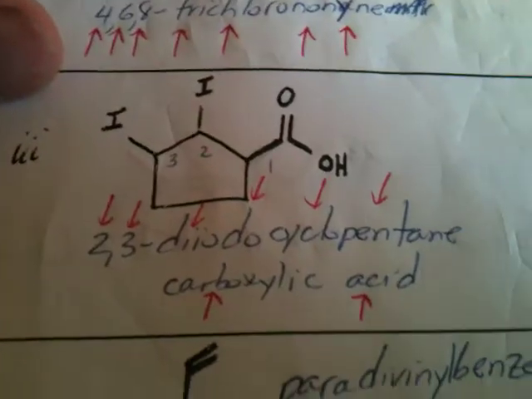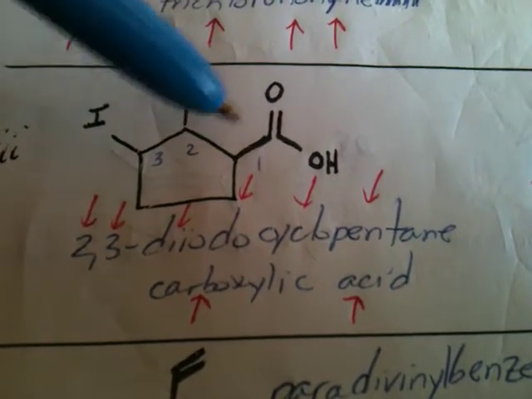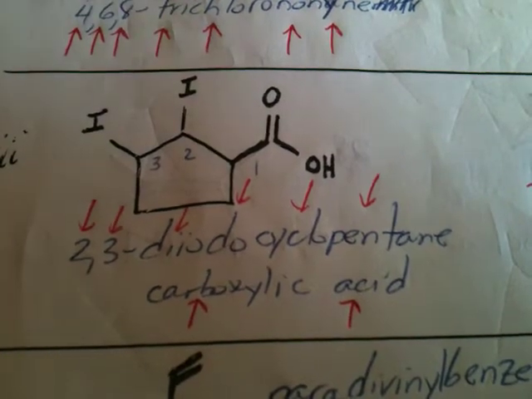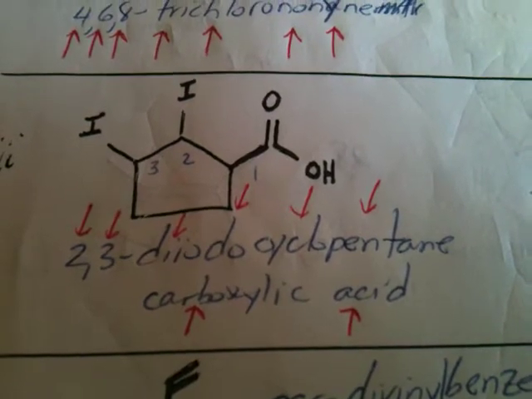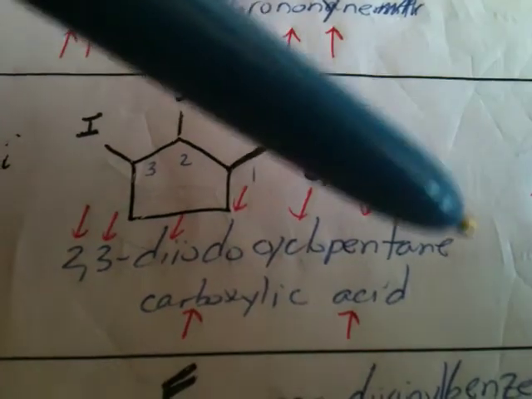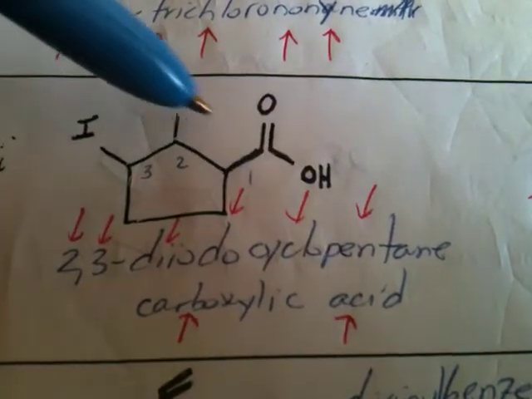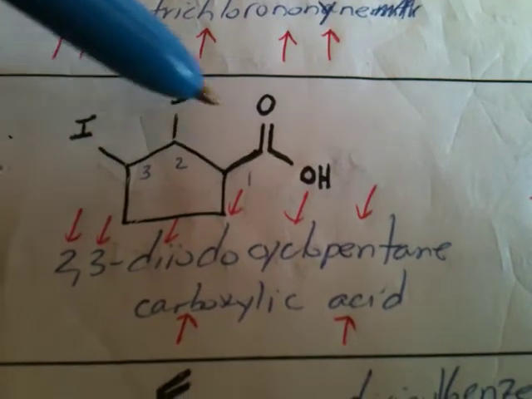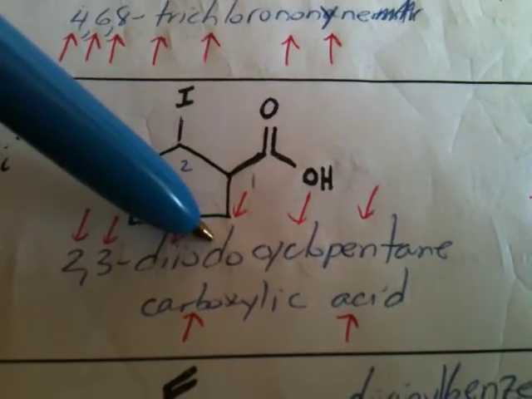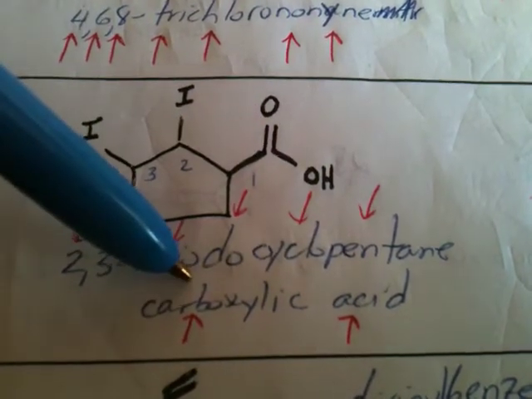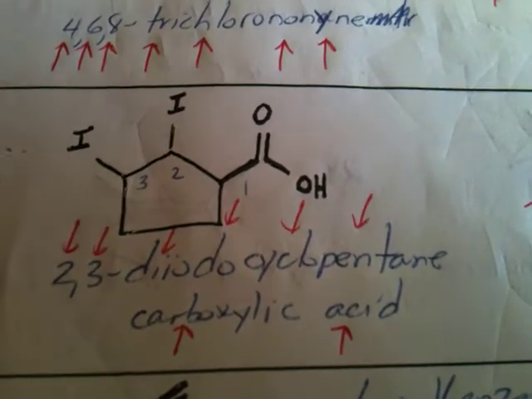The third molecule is another cyclopentane with a carboxylic acid on it. So normally when you have a carboxylic acid, you add oic acid on the end of the molecule name. But because this carboxylic acid is on a ring, we call it cyclopentane carboxylic acid. The carboxylic acid is the first group, and then there are 2 substituents, iodine atoms. So 2,3-diiodo cyclopentane carboxylic acid. The iodo symbolizes the iodine atoms.